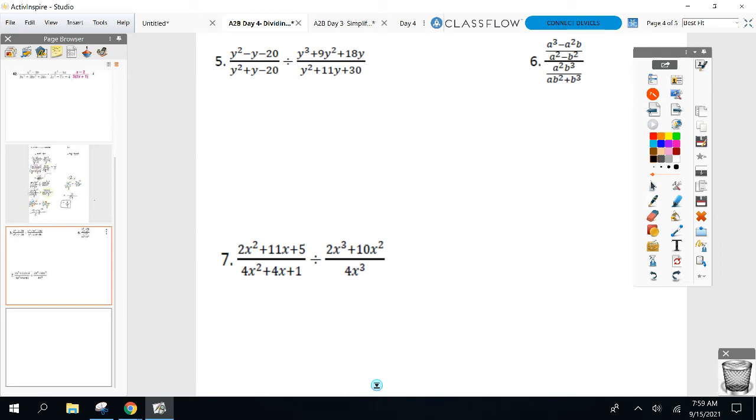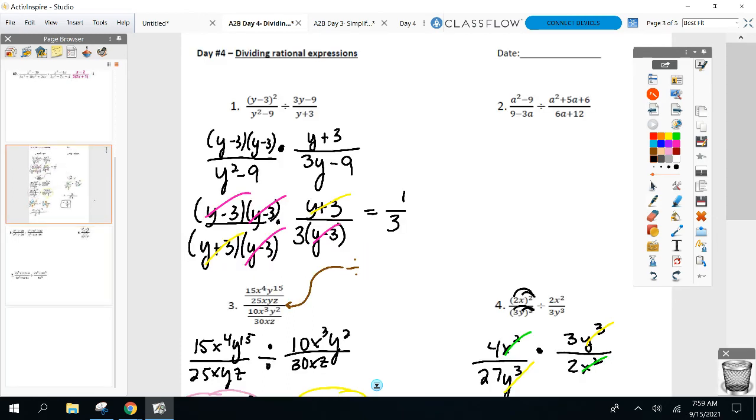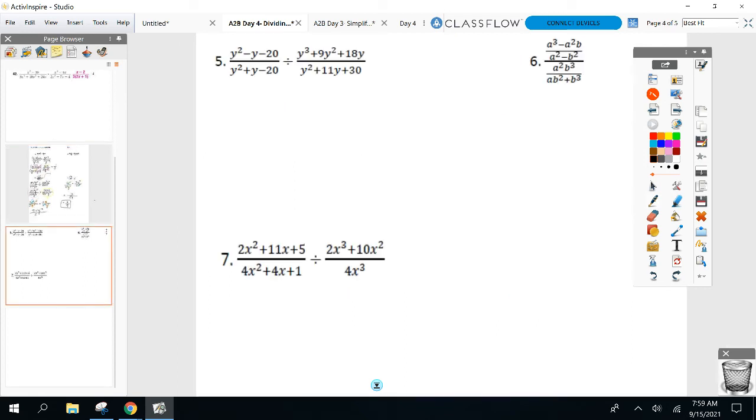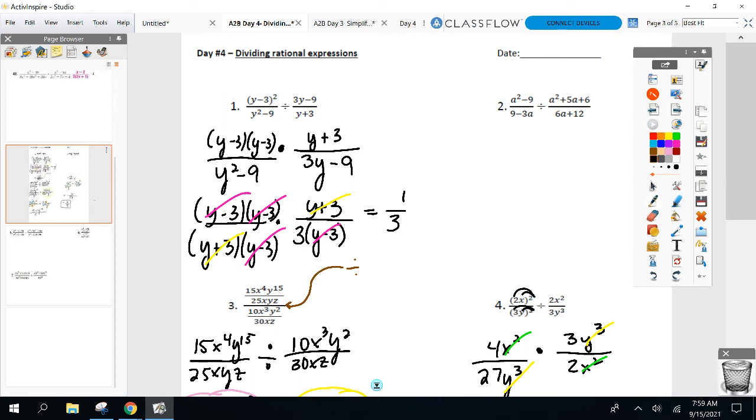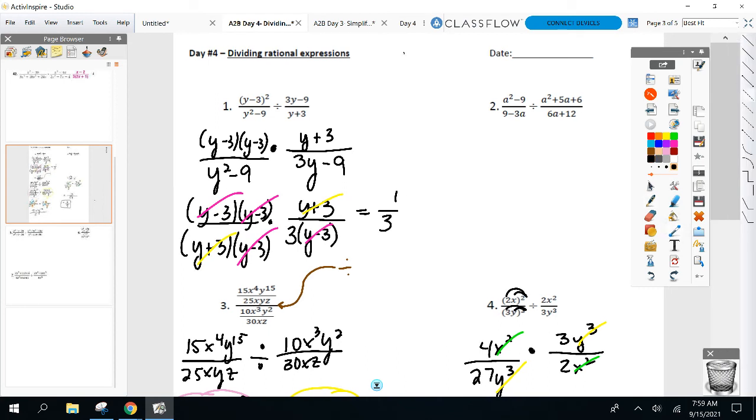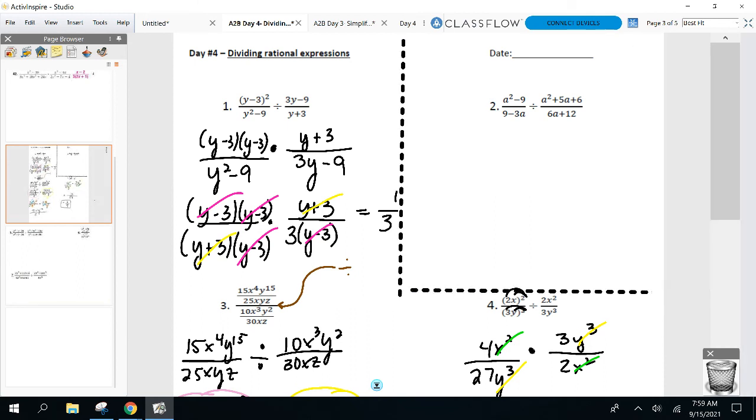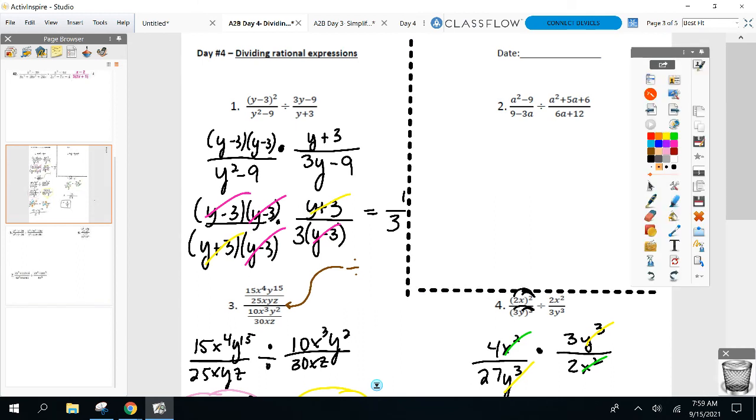So you guys have number 2, 5, 6, 7. I'll write the answers up here on the board. And I'll just write final answers. I won't put any of my work with it. If you see division, change it to multiplication and flip.